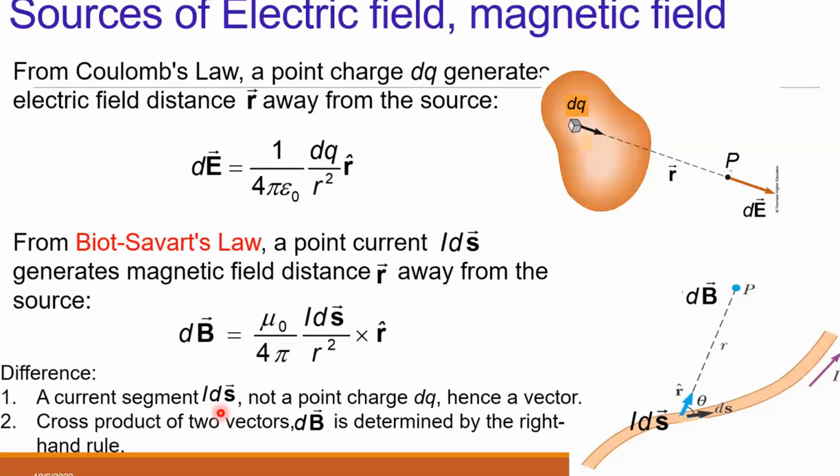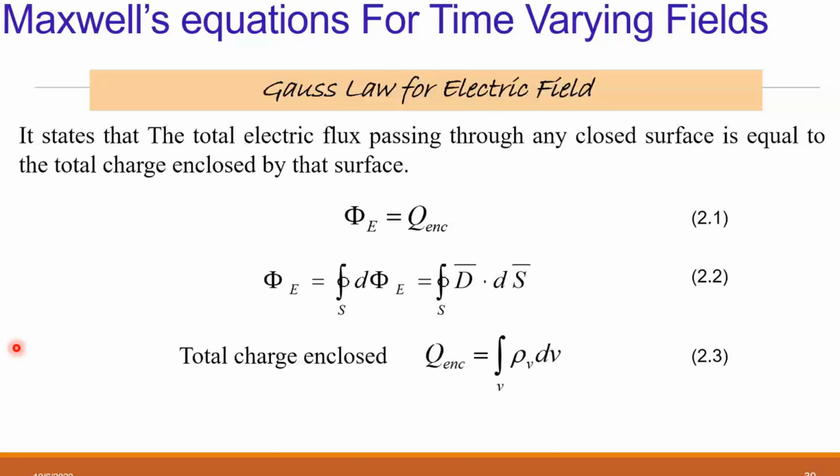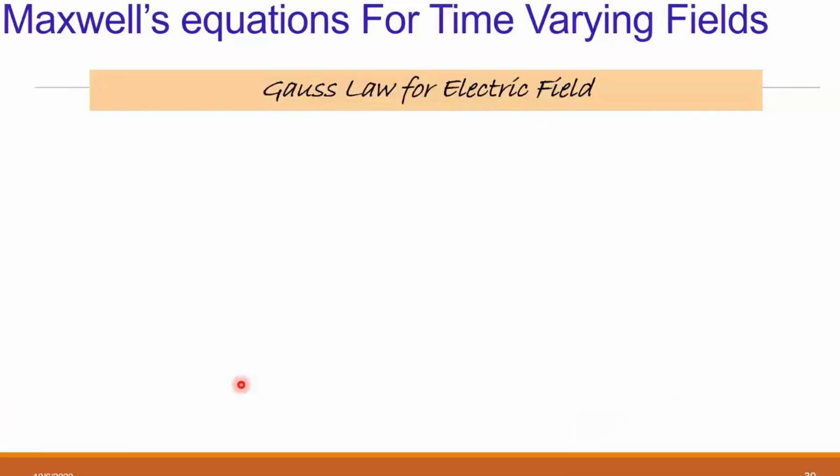So IDL bar is not a point charge like dq, hence it is a vector, and the cross product of these two vectors, dB bar, is determined by the right hand rule. So here ar cap and IDL bar have a cross product between them. We have seen this equation in Biot-Savart law. After the cross product you get another vector quantity, and because of that, dB bar is a vector quantity again, and its direction is given by Fleming's right hand rule. All these concepts we have seen in the previous two lectures.